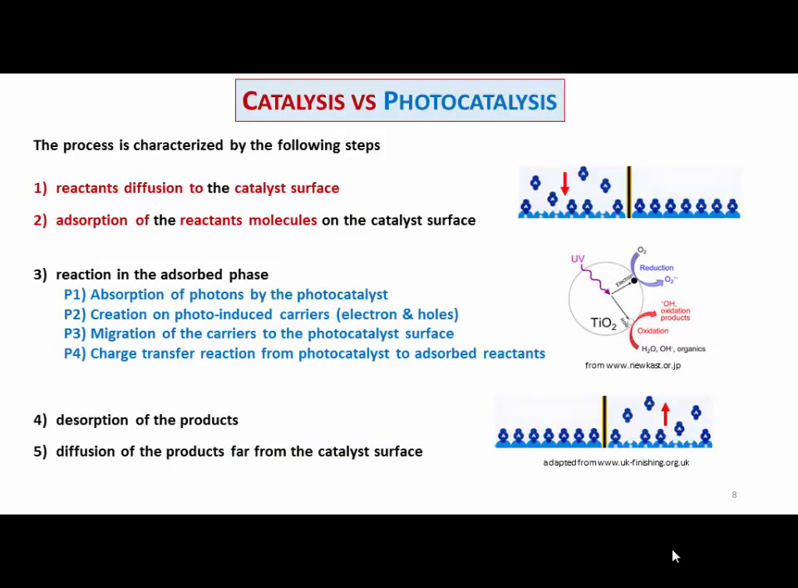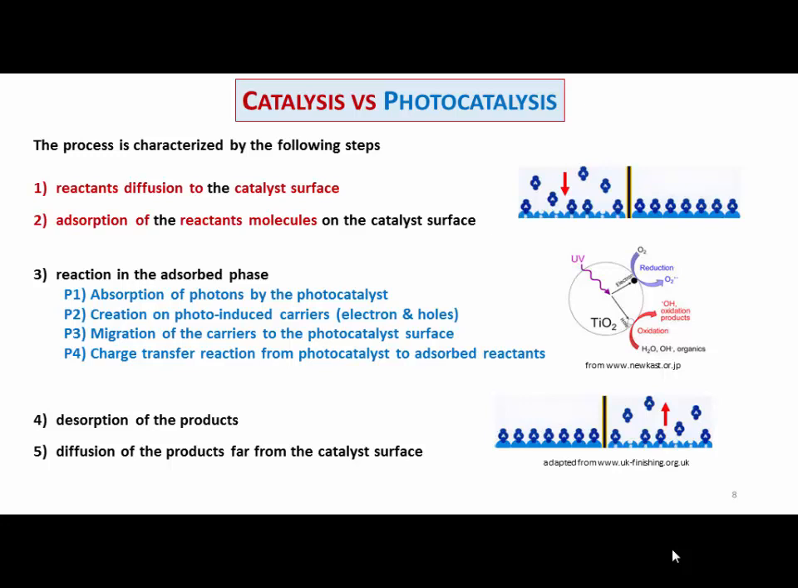This is the cascade you have to go through in order to have a catalytic process. The cascade is the same for both catalysis and photocatalysis, apart from the part where photons enter into play. The first thing is that you have to get your reactants to the surface and be adsorbed. Then there is a reaction, which might be due to the surface material itself, or due to the fact that photons are coming. If photons are coming, things are a little more complicated. You have to absorb a photon, create a carrier pair, migrate the pair to the surface, and then have a reaction with the reactants.